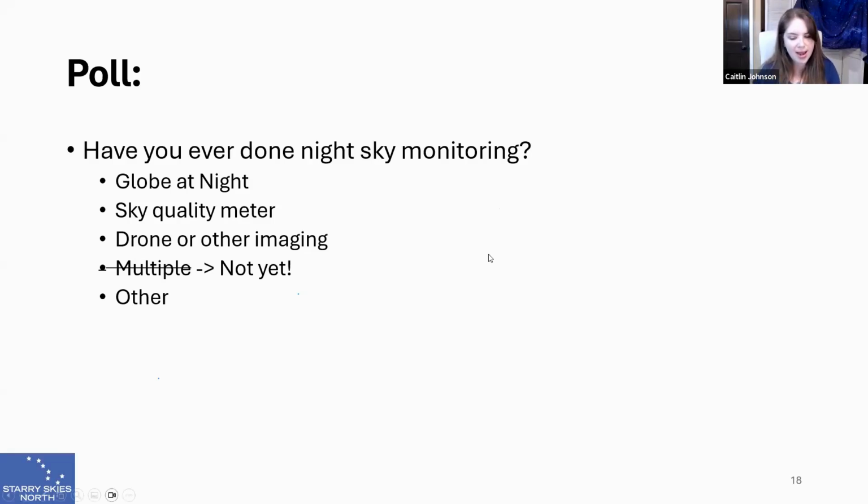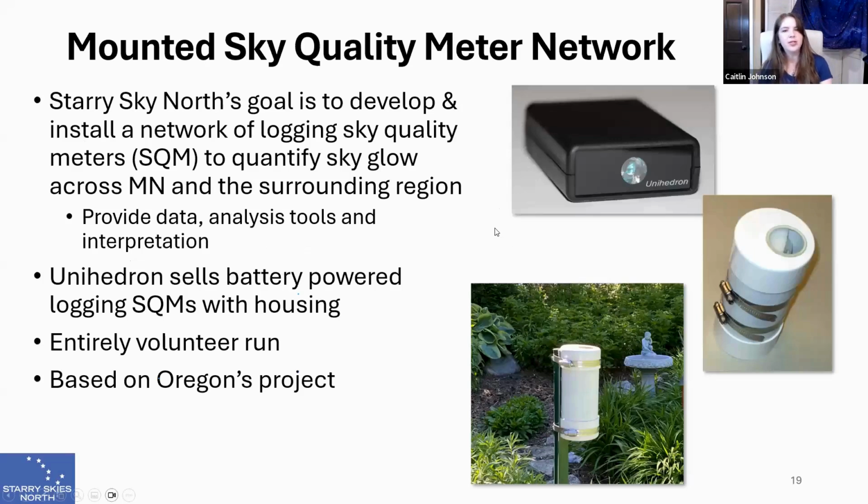All right, so now, how are we doing on time here? Great. Lastly, I wanted to talk about the mounted sky quality meter network that Starry Skies North has been developing the past couple years or so. This is based on a project that Oregon has underway. Our goal is to develop and install a network of logging sky quality meters to quantify the sky glow across Minnesota and our surrounding region, and provide the data, analysis tools, and interpretation publicly.